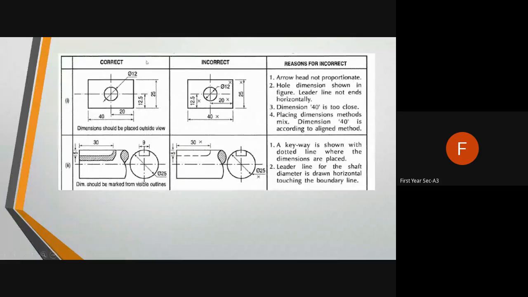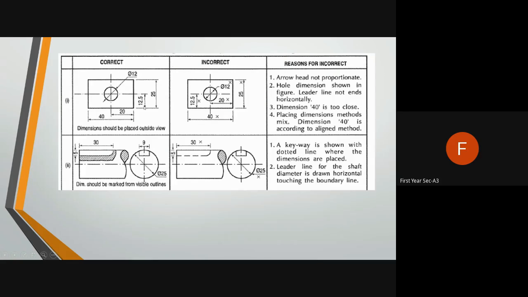Now, in this slide, you can see which is the correct way of giving dimension and which is the incorrect way of giving dimension. Now we will see here. See, suppose this is the circle, and if you want to show the dimension, either you can show like this, arrow at outside of the circle, and here also, this is the correct way. It should be outside the drawing, but here see, it is shown inside the drawing. So this is the incorrect way.